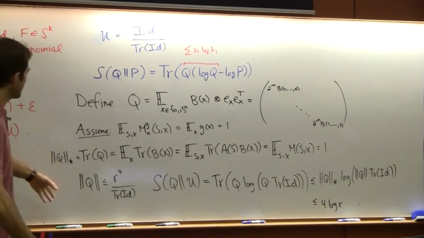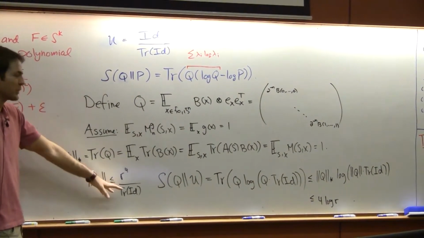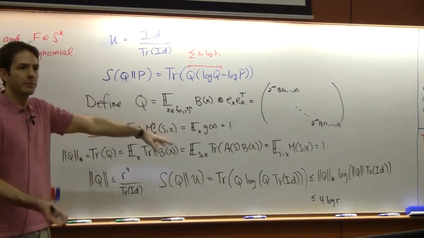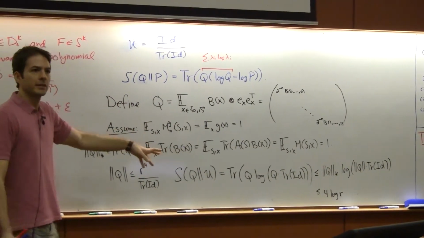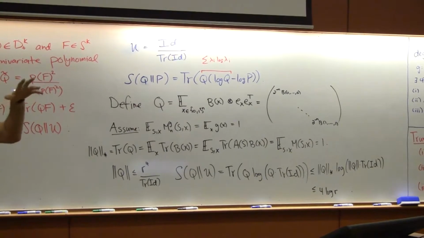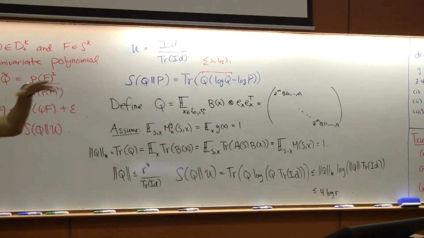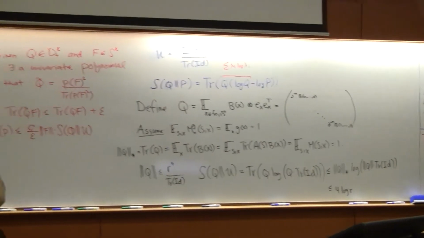We did this calculation, but in general, if you have a density and the operator norm is bounded, that immediately implies that the relative entropy is bounded. Just like in the classical case: if you have a density with respect to a classical probability distribution, and the L infinity norm of the density is bounded by R, then the relative entropy of the density is bounded by log R, for the same reason.